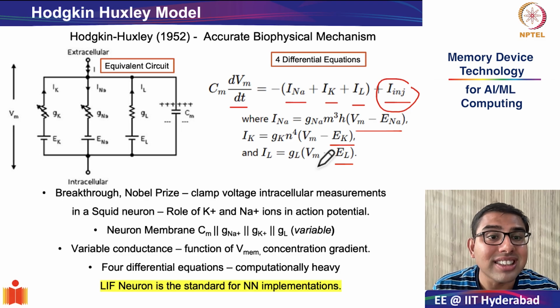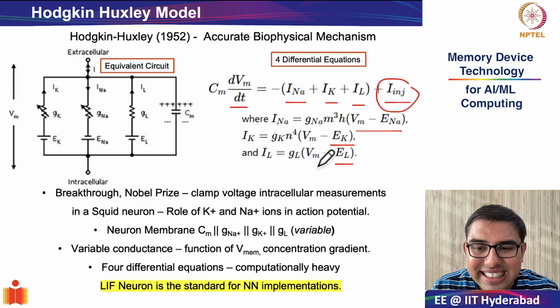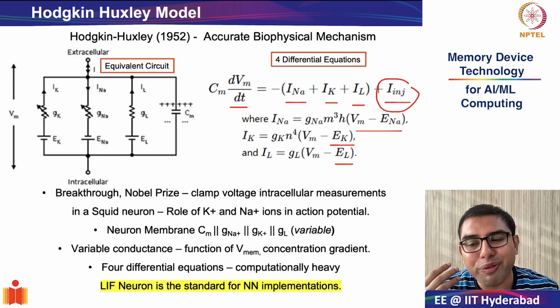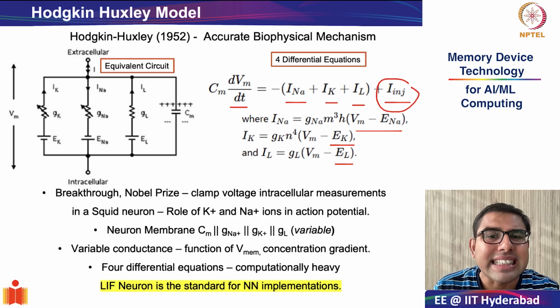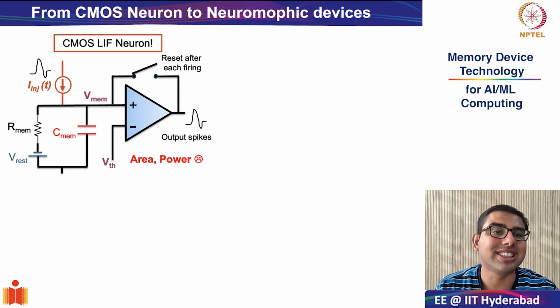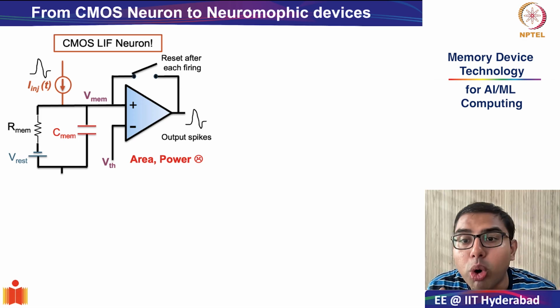Although the Hodgkin Huxley model is the gold standard in explaining the generation of action potentials in actual biological neurons, as you can see, it is a very computationally heavy model because it involves 4 different differential equations which need to be solved self-consistently. And therefore, the LIF neuron, which is computationally much simpler, is what is generally used for all neural network implementations. So let's stick with the LIF neuron. It is good to know about the Hodgkin Huxley model, but for engineering purposes, the CMOS LIF neuron is more than sufficient.